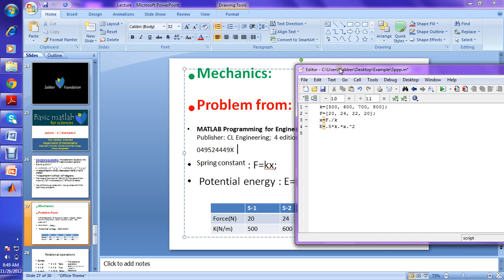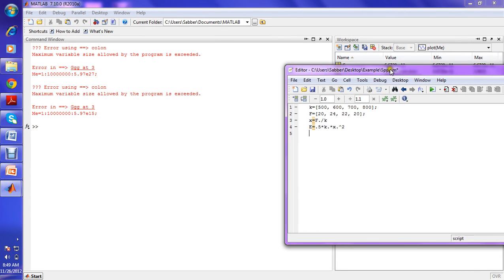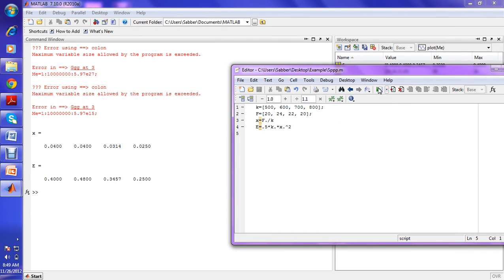Let's execute this. I'm sure I didn't make any mistake here. Yes, I didn't make any mistake. So this is the displacement here. For different materials, with spring constant 500, we put the force 20 Newton, and here is the displacement. So we can evaluate this.